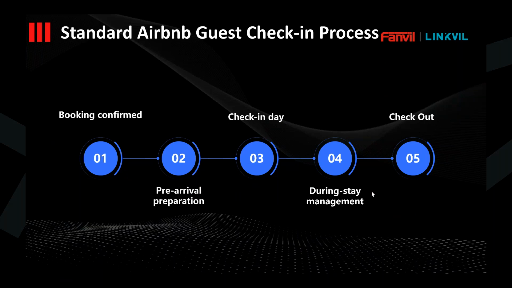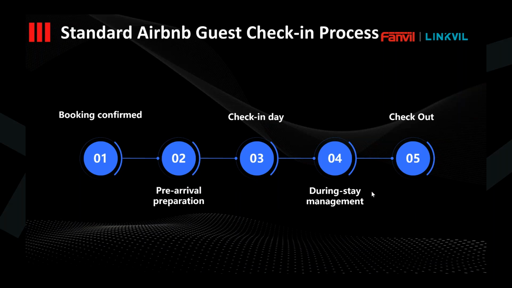The first one is the booking confirmation. Once the reservation is confirmed, the host needs to prepare access credentials to ensure communication channels are ready. This is where automated access provisioning and remote management become essential. The second part is pre-arrival preparation. Before the guest arrives, temporary access codes and remote unlock permissions can be configured. With the Fanvil Doorphone solution, hosts can predefine access rights, validity periods, and remote monitoring options.